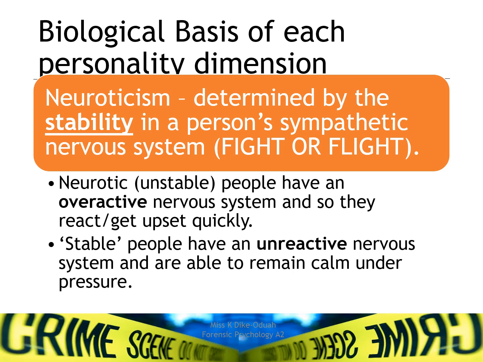committing criminal offences. On the other hand, stable people have an unreactive nervous system and are able to remain calm under pressure. And of course, we know that our body is able to override that calmness in real threatening situations, but that's only the case in stable people.